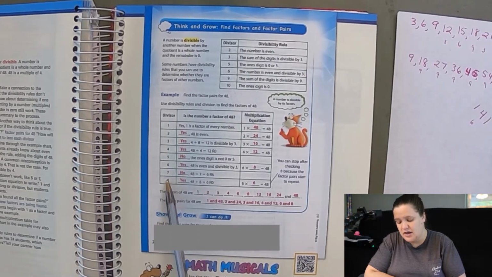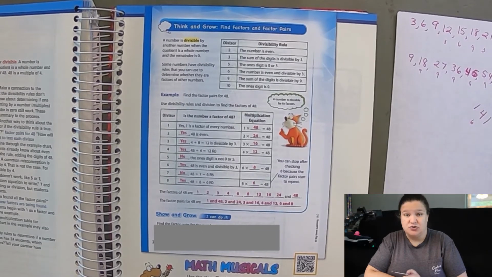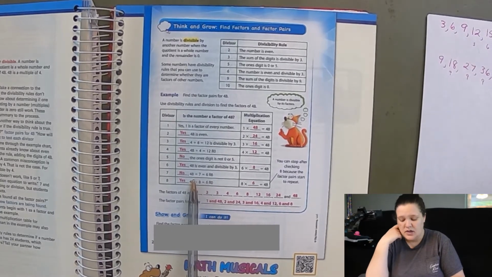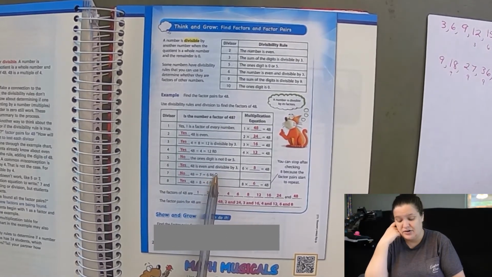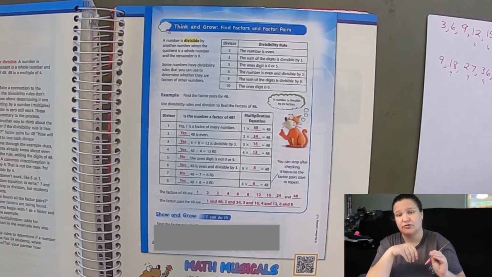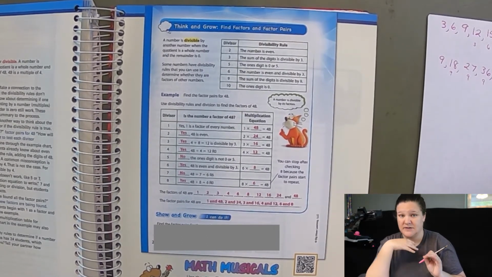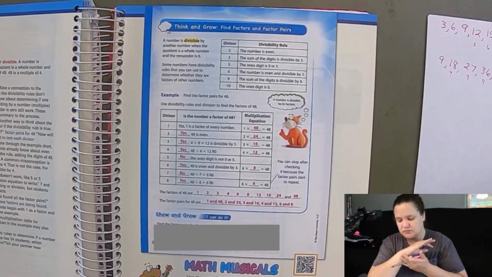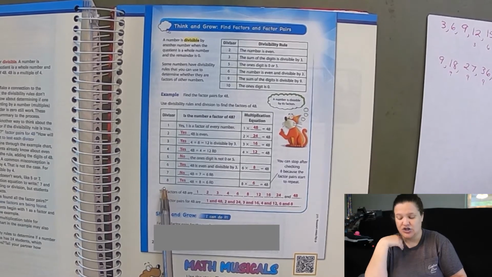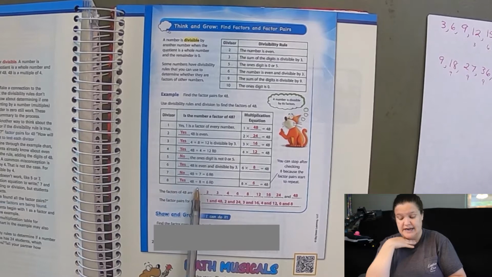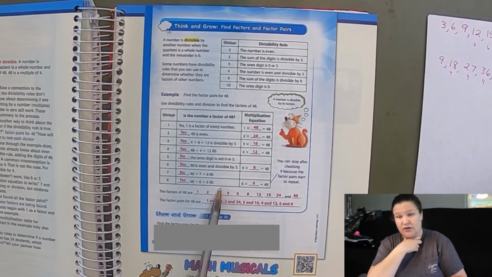Okay, 7. There's no rule for 7 other than to divide. So 48 divided by 7 equals 6 with a remainder of 6. So you have to have a remainder of 0 for it to be divisible by 7. 48 is not divisible by 7, I'm sorry. And then 8. There's no rule for 8 either. That's another one you'll just have to divide. 48 divided by 8 is 6 with a remainder of 0.